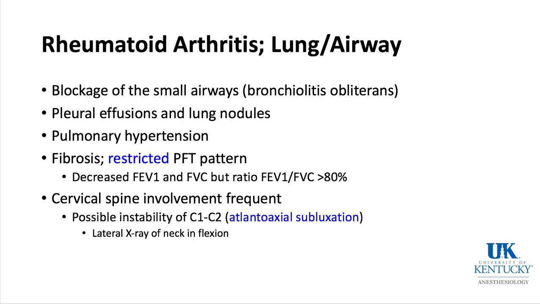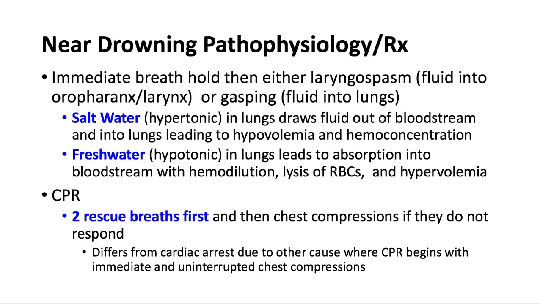So restricted PFT pattern. And another thing that rheumatoid arthritis can do is cervical spine involvement such that the neck mobility is reduced, but also instability of C1, C2, which is atlantoaxial subluxation. And lateral x-rays of the neck in the flexed position can show you this atlantoaxial subluxation. For a rheumatoid arthritic patient, restricted lungs, cervical spine involvement is something you should think about.